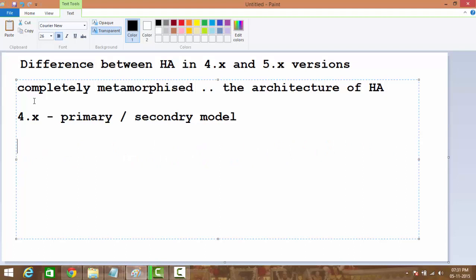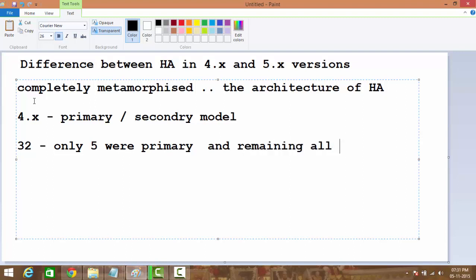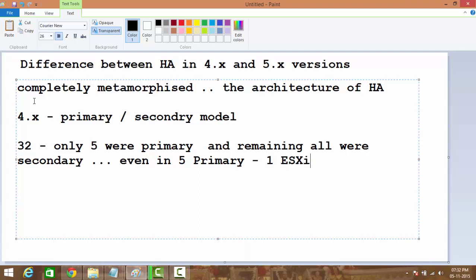So yeah, back to the point. If we have a cluster of 32 ESXi hosts and we are talking about 4.x days, only 5 were primary and all the remaining were secondary. Even among the 5 primaries, there was one ESXi host which was the master primary.